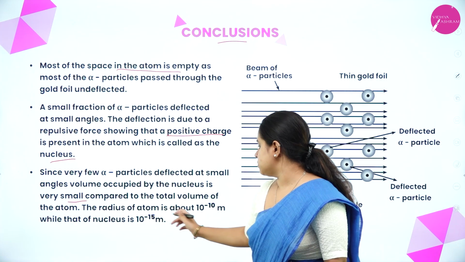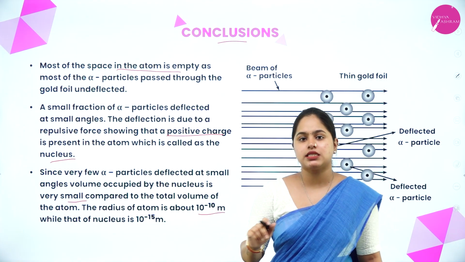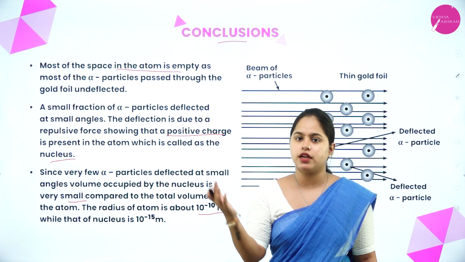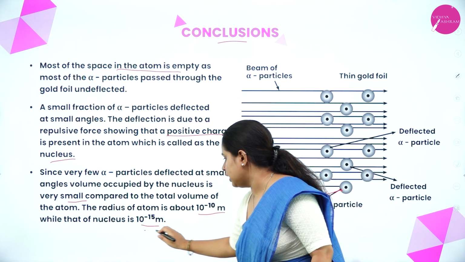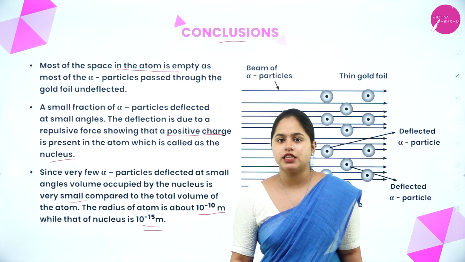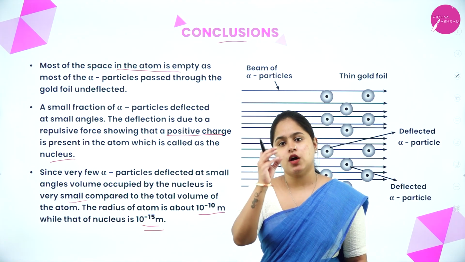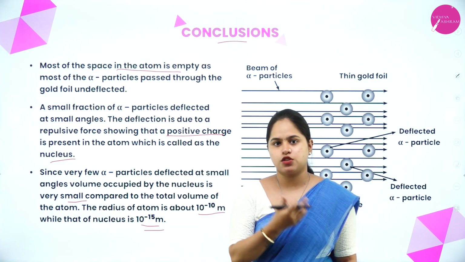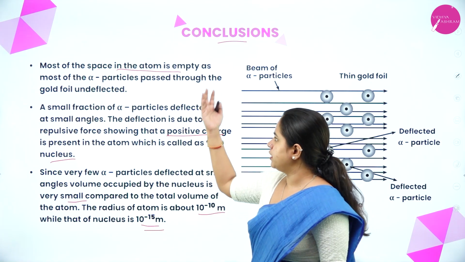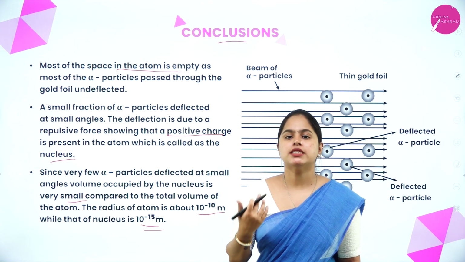So the radius of an atom is about 10 raised to minus 10 meter. If the radius of the atom is around 10 raised to minus 10 meter, your nucleus will only have a radius of 10 raised to minus 15 meter. So the volume occupied by your nucleus will be very, very small compared to the size of your atom. Yes, so these were the conclusions that he made from his experiment.